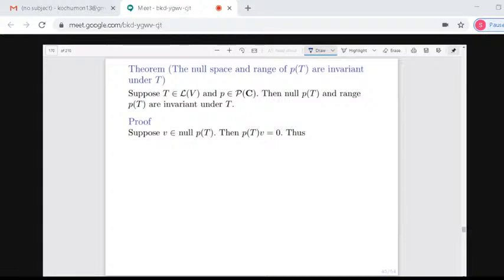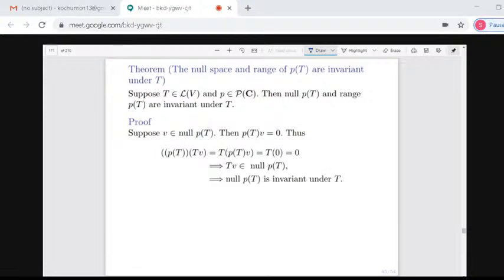How to prove this? Suppose v is in the null space of P(T), so P(T)v is equal to 0. Then you can do this computation. P(T) acting on Tv is equal to T acting on P(T)v, because only T is there. The summation of α_j T^j and T commute. Therefore, if v is from the null space of P(T), this is T of 0, which is equal to 0. Therefore, we have shown that the null space of P(T) is invariant for T. A similar thing we can show for the range also.